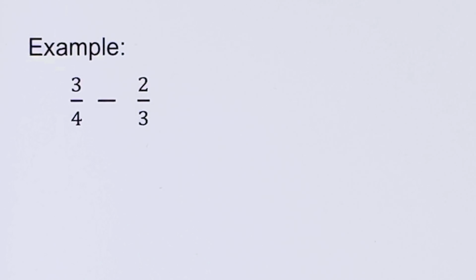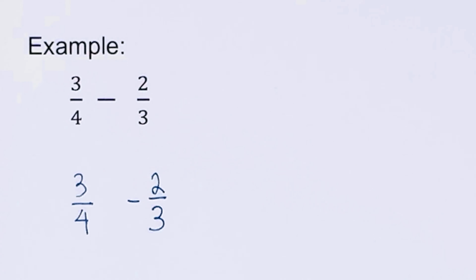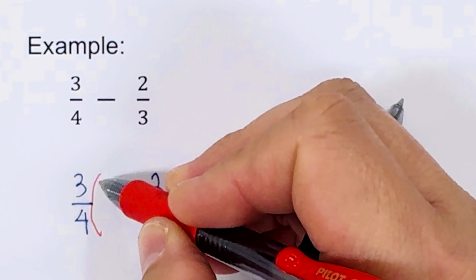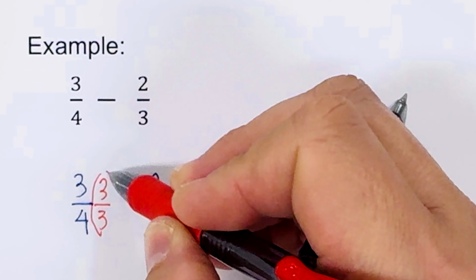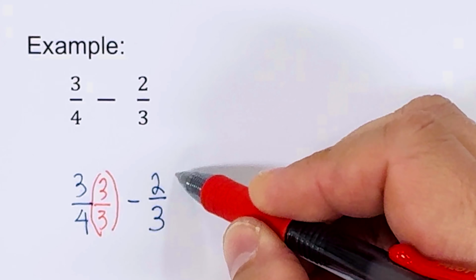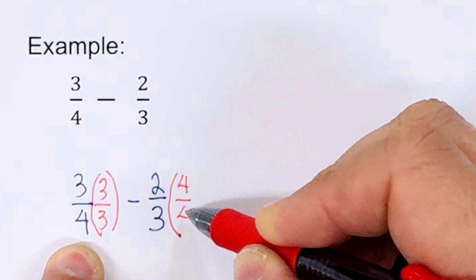Looking at this example, we can see that their denominators are not the same, so we cannot subtract them together. We have to make sure that their denominators are the same. So I'm going to go ahead and rewrite that down here. What we do is we will multiply the first fraction by a 1, which is in the form of 3 over 3. I got this 3 from this number right here. And then I will multiply the second fraction by a 1 in the form of 4 over 4.